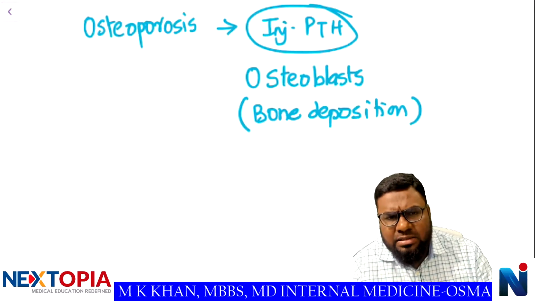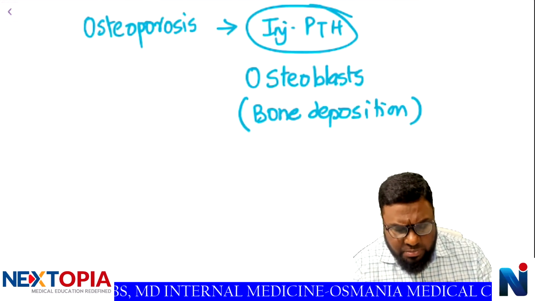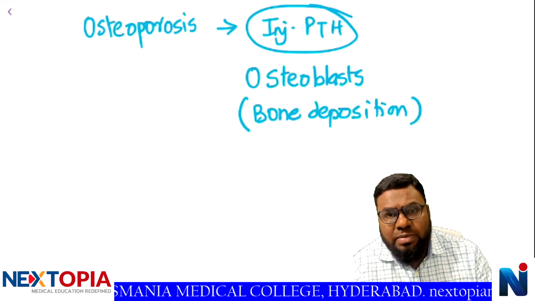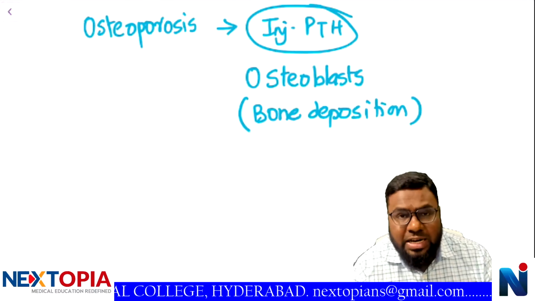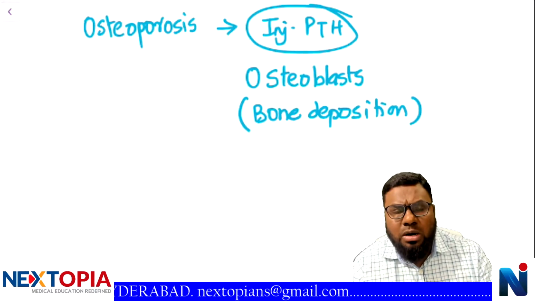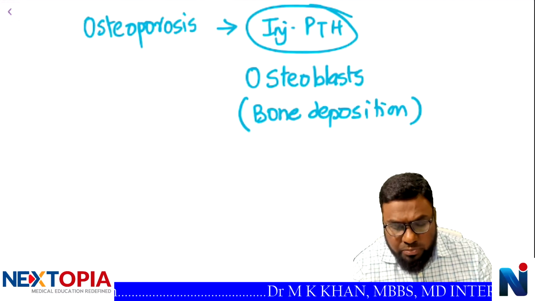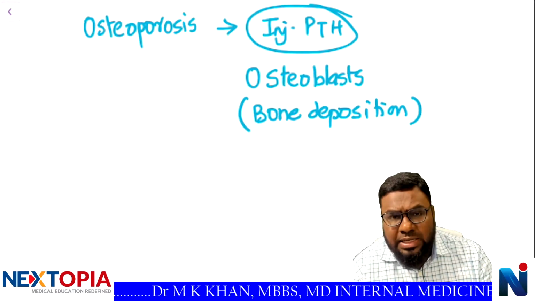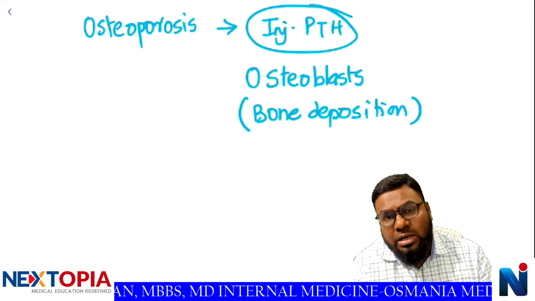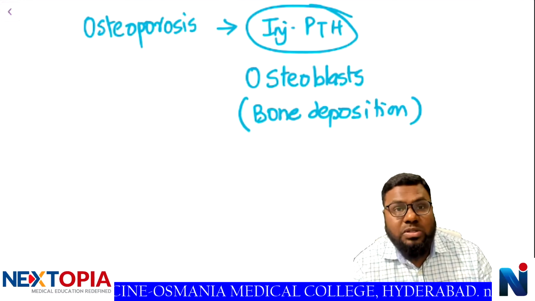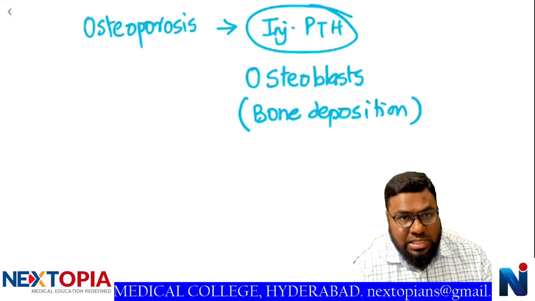The reason is, in some books it was explained that small pulsatile doses of parathormone actually cause a beneficial effect by bone deposition. Small pulsatile injections of parathormone will result in initial osteoclast activity, but later on it stimulates osteoblast activity in the long run and causes bone deposition. So it's exactly opposite to what we are expecting.